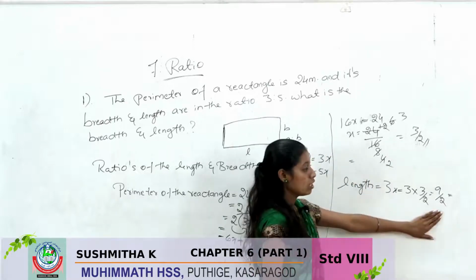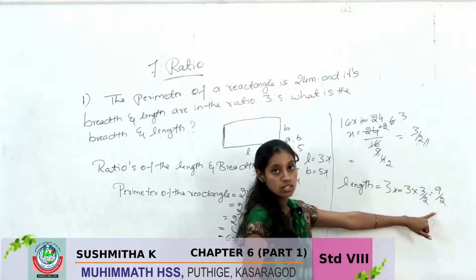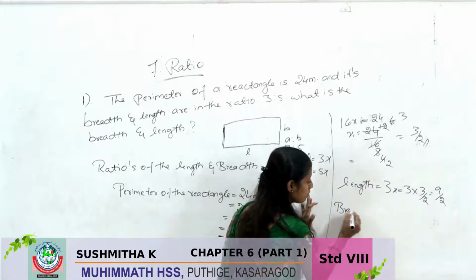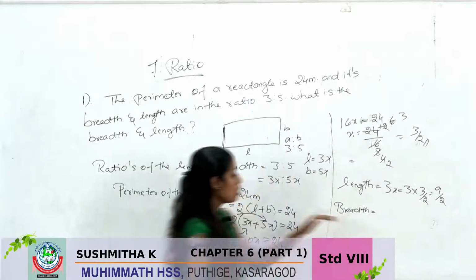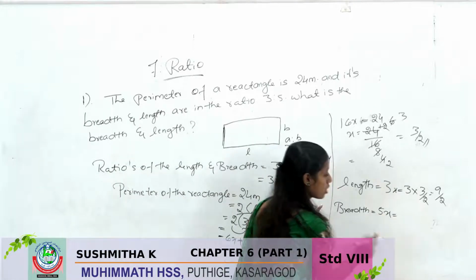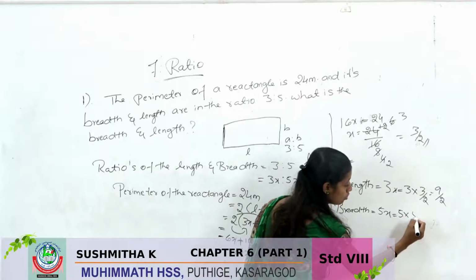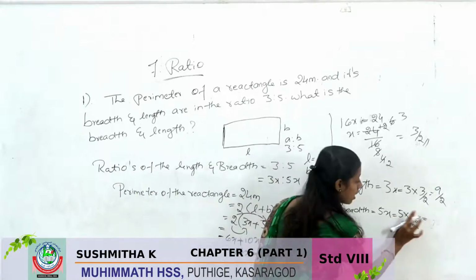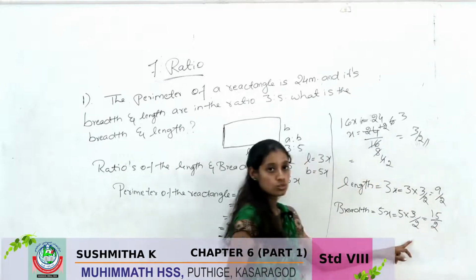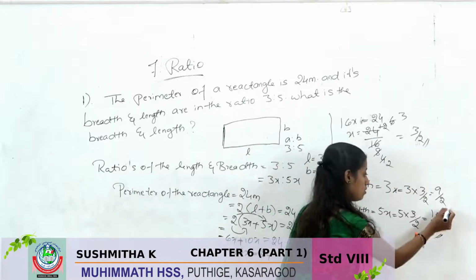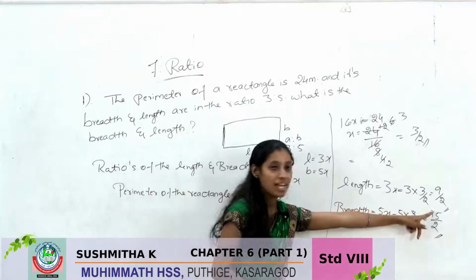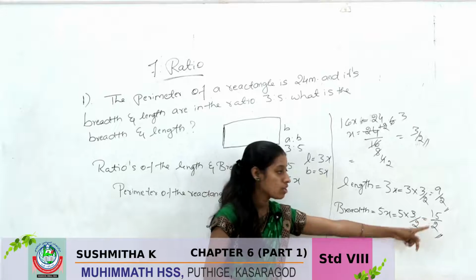So the length is 9 by 2, and also the breadth is equal to, the ratio of breadth is 5x. So 5x is equal to, the value of x is 3 by 2, 5 into 3 by 2, that is 15 by 2. So here the length of the rectangle is 9 by 2 and the breadth of the rectangle is 15 by 2.